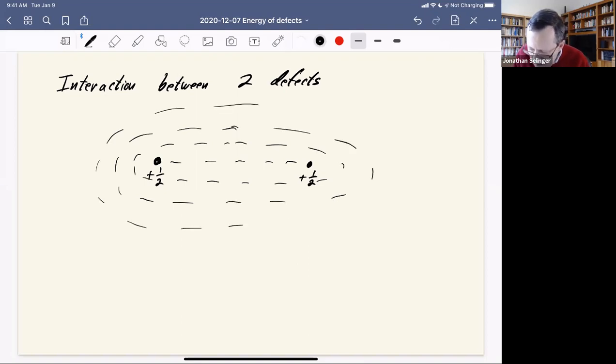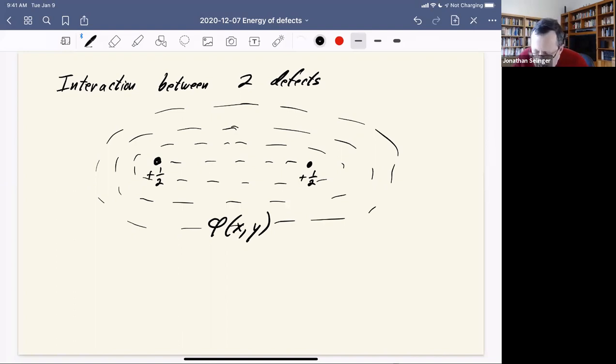Right? You remember we looked at something like this in the last class. So maybe we want to know what's the free energy of this system with plus and minus half defects. We can do that with the same kind of approach. That is, we want to know what is the function phi of x and y, which describes the system with two defects like this.